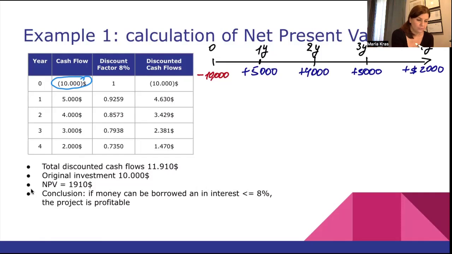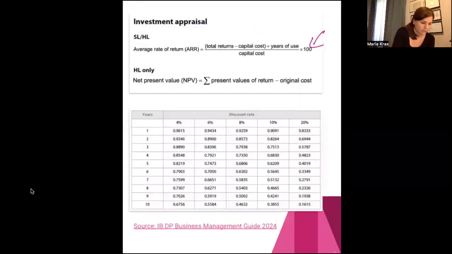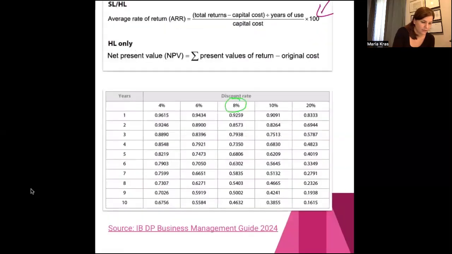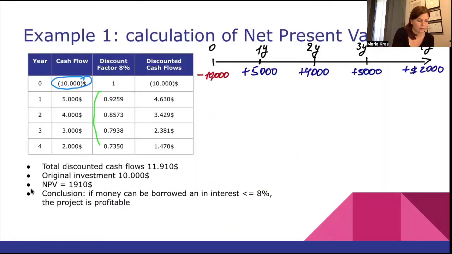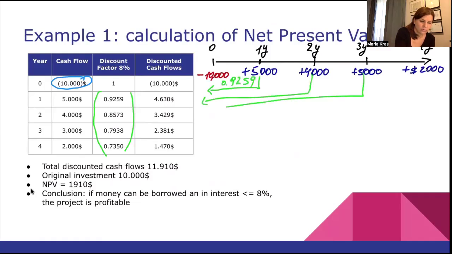So what do I need to do? We need to, as I said already, discount these values, okay? I've already taken the discount factors from here, these ones. So because it's 8%, I've taken all of them into here. So you don't need to look them up. And you bring them towards today using these discount factors. So here it's 9259 and so on and so forth. So it's easy to do it with the table as well.